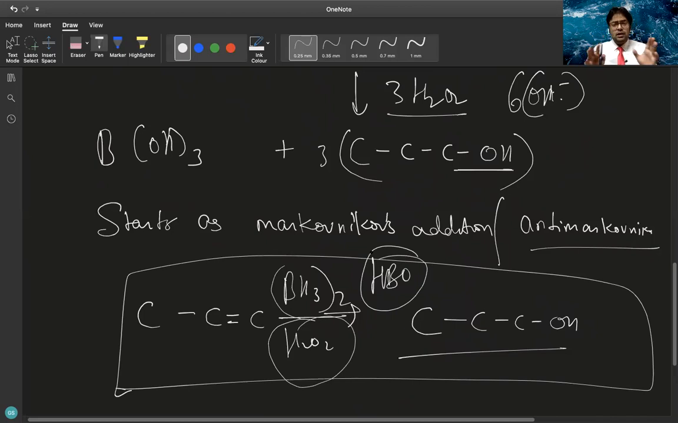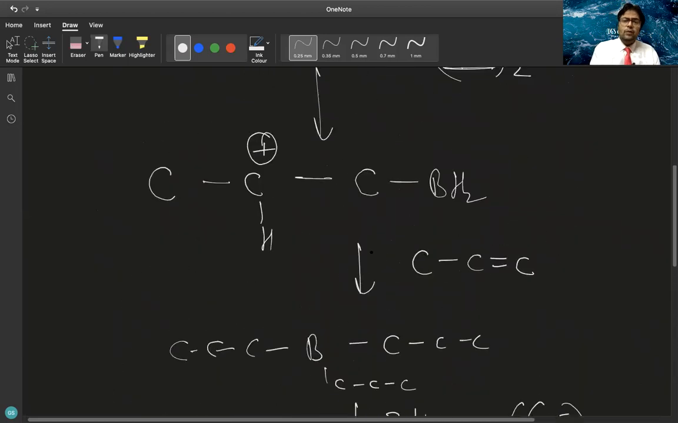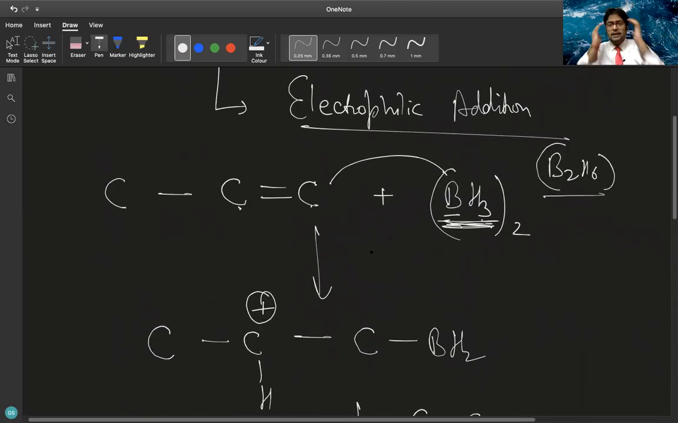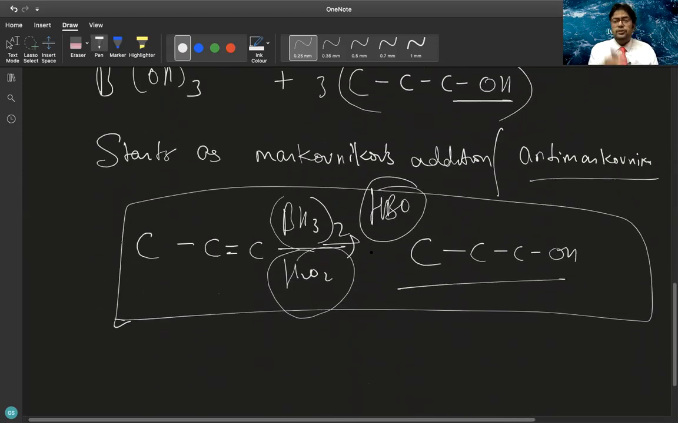Done. So whenever you observe that in any problem we have the C double bond C, just think in terms of electrophilic addition, except in anti-Markovnikov where you can observe that free radical addition will be there. So this is all about hydroboration oxidation in detail. Now we can solve these problems.